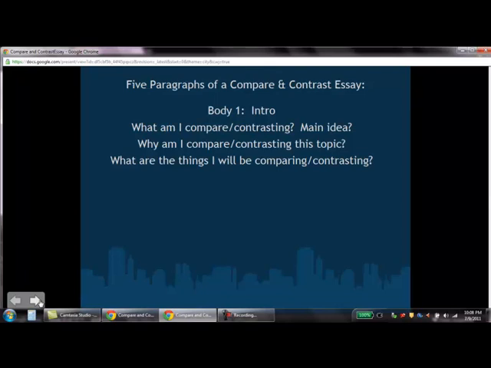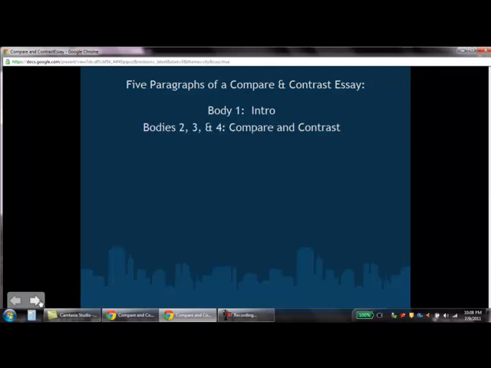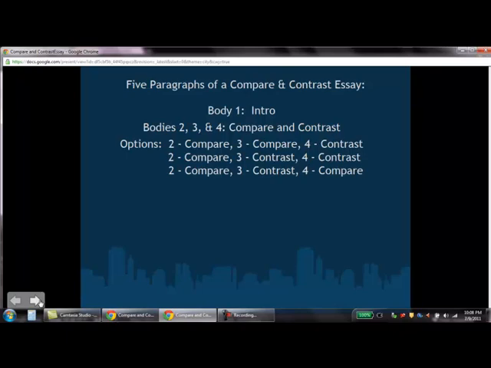Then your 3 bodies are simple, and you can use any combination. You can compare, contrast, contrast. You can compare, compare, contrast. You can contrast, compare, contrast. You can contrast, contrast, compare. You get the picture. There's several different combinations, but you need at least 3 body sections of comparing and contrasting. And you don't compare and contrast in the same section.